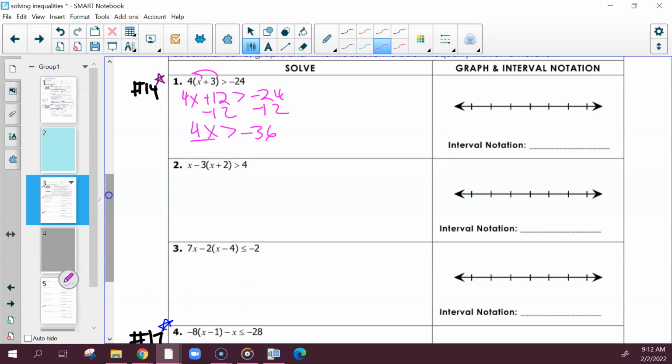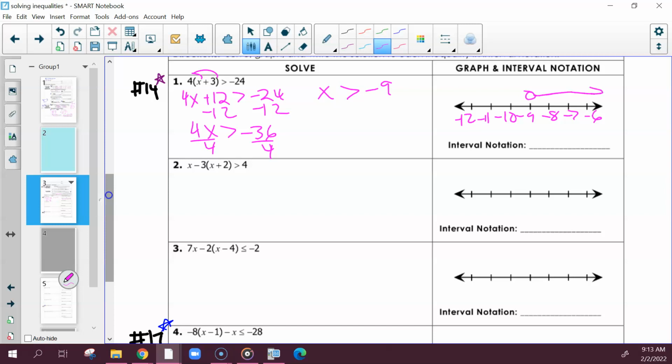Nice. And when we divide, would our sign change? No. So that would be our inequality. X is greater than negative 9. So I could start here: negative 9, negative 8, negative 7, negative 6, negative 10, negative 11, negative 12. This would be open or closed? Open at negative 9, going right or left?